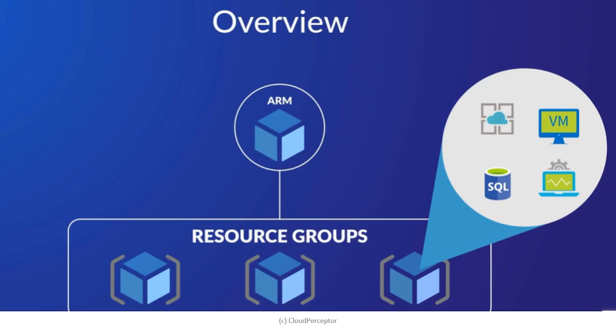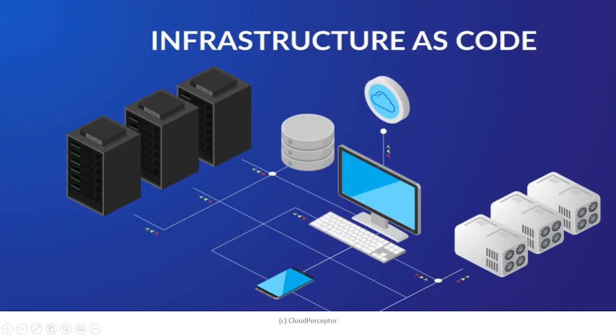And these are the resource groups. Each resource group will contain different resources, let's say VM, SQL, and the database, and some other services as well. And ARM can interact with these resource groups. So this is the infrastructure as code, the overall diagram.